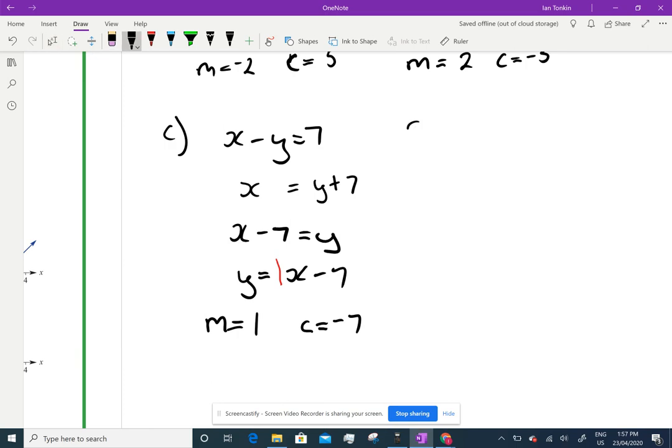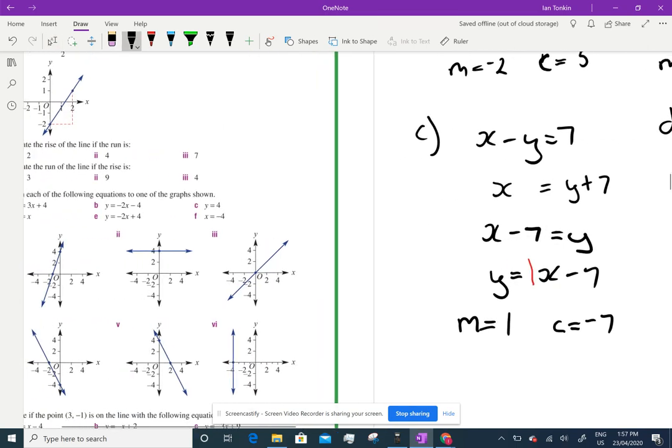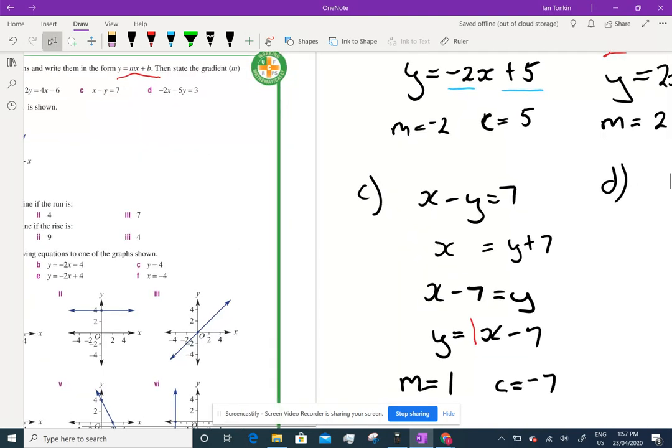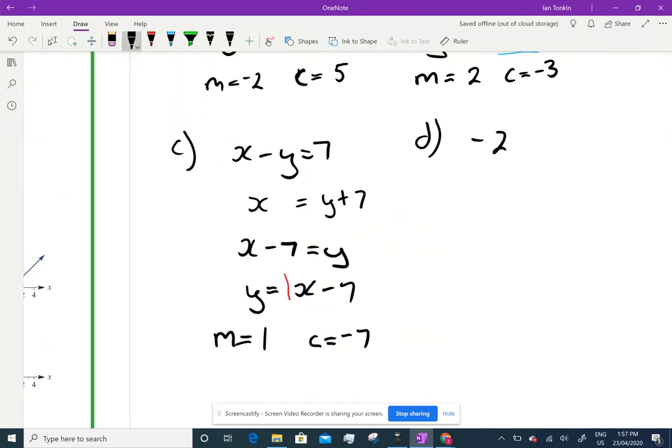Okay, D, and what have we got for D? Minus 2x minus 5y equals 3. Go and have a go at it. Or you have a go at it, pause the video. Remember, the y must be positive. So I'm going to take that 5y over the other side to make it positive.